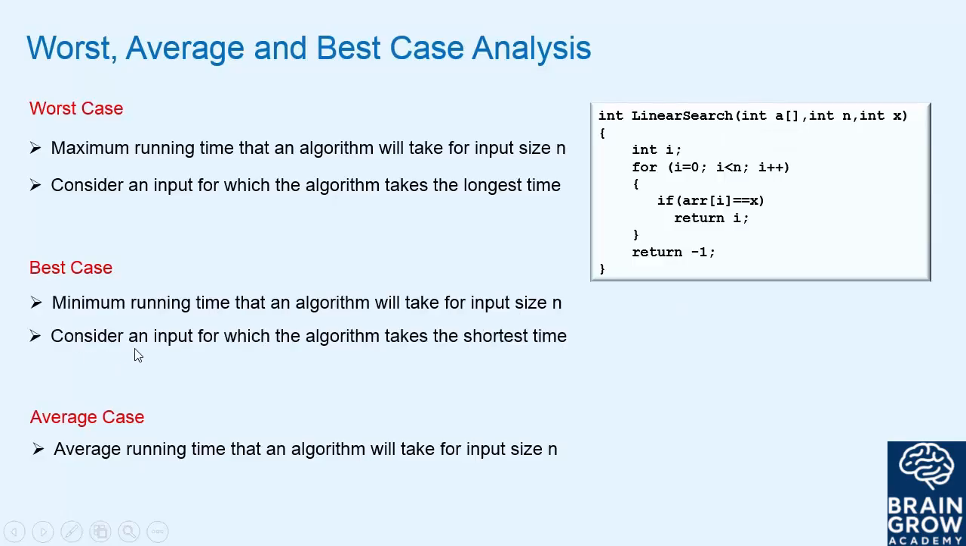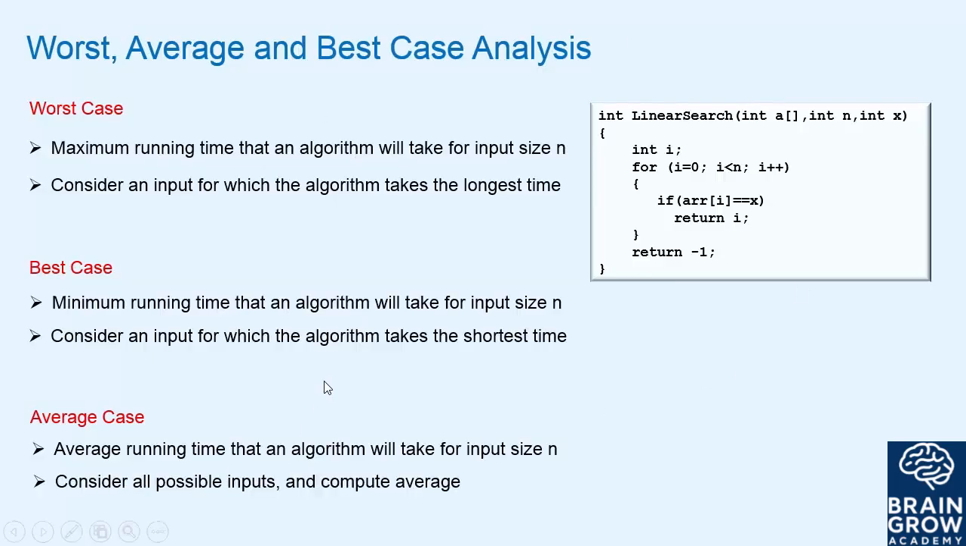In best case, we consider an input for which the algorithm takes the shortest time. So this input causes the minimum number of operations to be executed. In linear search, the best case would be when the element to be searched is present at the first location of the array. In this case, there would be only one comparison. So the best case time complexity of linear search is order of 1.